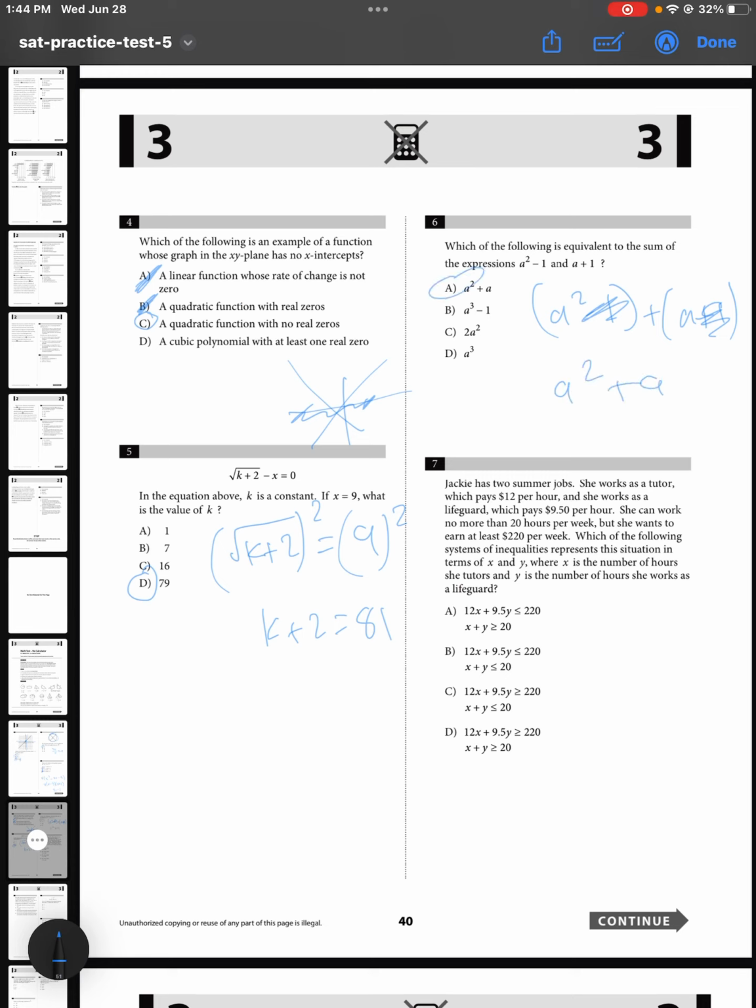Jackie has 2 summer jobs. She works as a tutor, which pays 12 an hour. She works as 11 hours. Okay, so x plus y, no more than 20, so it has to be less than or equal to 20. So not that one, could be that one, not that one. Okay, because we're going to call x the number of hours she works as a tutor, and then y the amount of work she works as a lifeguard. So then the prices would be 12x plus 950y has to be greater than or equal to 220, because she wants to make at least that. So this one.